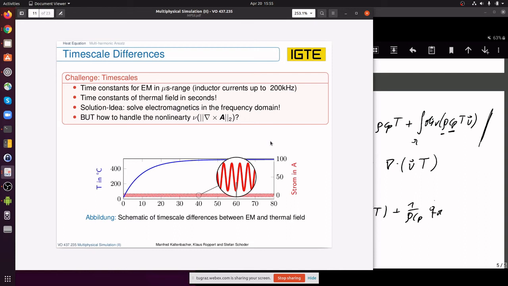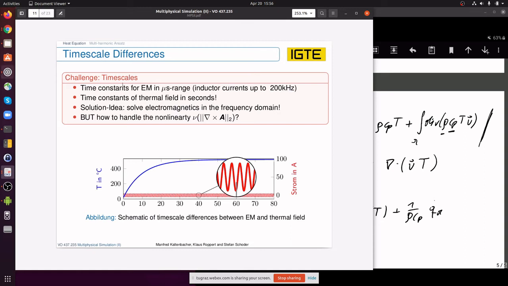It needs a few seconds to increase the temperature, especially if you want to heat up the core of the material. So it takes some time until the temperature diffuses into the core. So you have quite large time constants in the thermal part, and very small time periods in the magnetic field. So you want to kind of decouple the simulation of both problems.